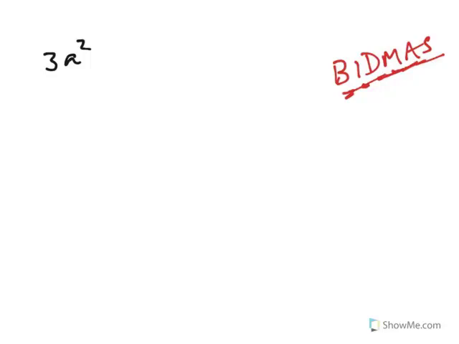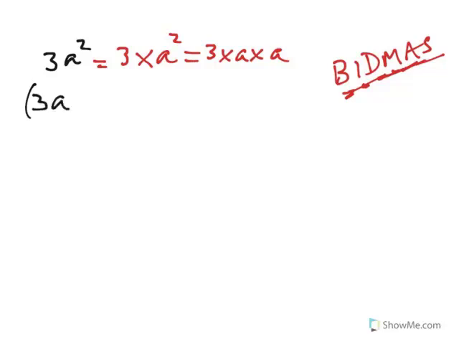Okay? Now, let's consider something else. Suppose we look at 3a squared. What would it mean? We need to go back and think about BIDMAS. Brackets, indices, division, multiplication, addition, subtraction. So we need to do the indices first before the multiplication. So this would mean 3 times a squared. So it's 3 times a times a. Don't think it is the same as 3a all squared.